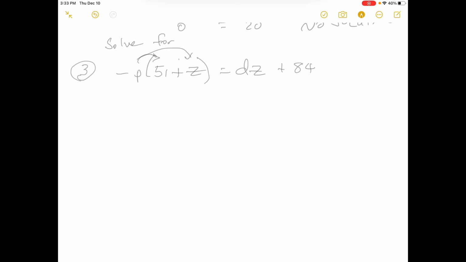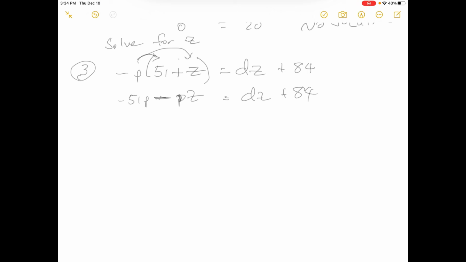Since we need to get z alone on one side, we've got to get it out of these parentheses. So we've got to distribute. We're going to get negative 51p once we distribute it, minus pz, one way to put it, equals dz plus 84. Now these are actually pretty tricky, because first of all, you've got to keep following the principles you know, which is to make sure all the z's are on one side and all the numbers and other letters are on the other side. So everything else has to go on the other side.